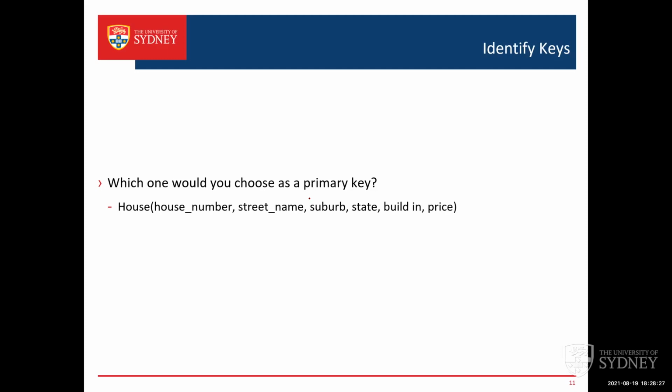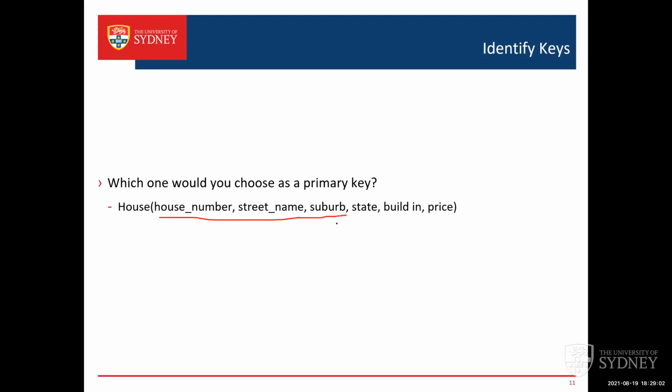Okay, so in this case, all of you got it right that house number alone cannot be the primary key. Just knowing the house number, you will not be able to figure out which house it is if you don't know the street name. If we know the street name, now assume that two suburbs can have the same street name, which is possible. Then house number and street name will not be enough. So we'll extend to suburb.